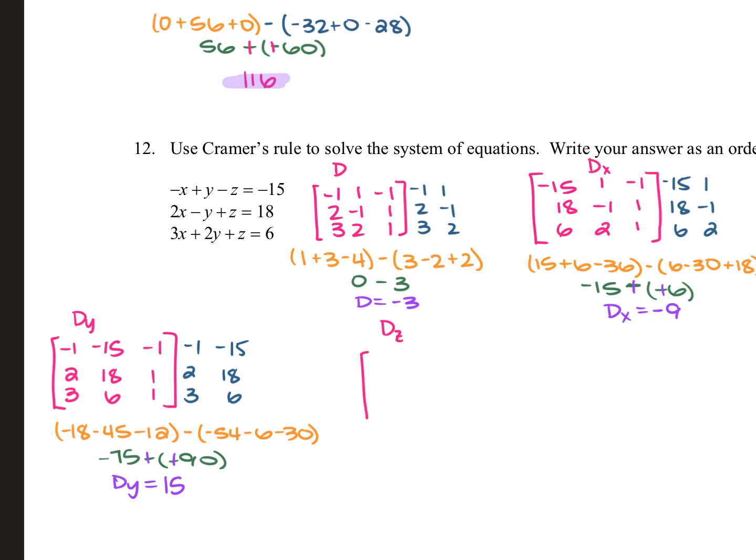Next, we're finding D sub Z. So we're keeping our X column negative 1, 2, 3, keeping our Y column 1, negative 1, 2. Z column changes out to be negative 15, 18, 6. First two columns get rewritten.